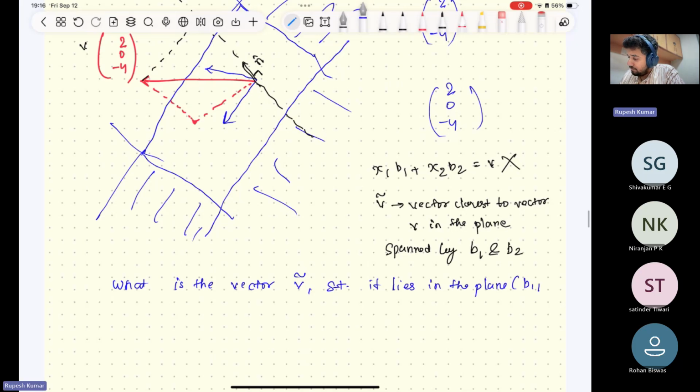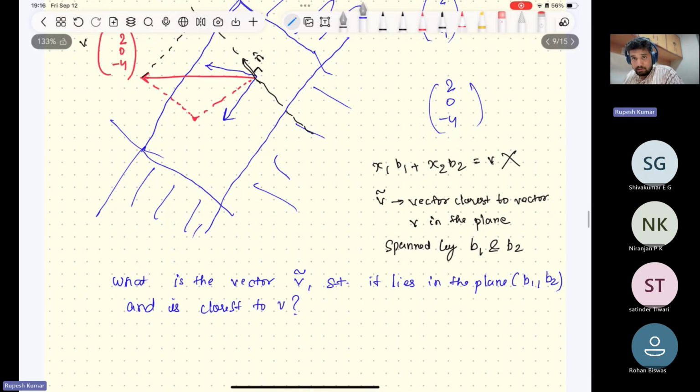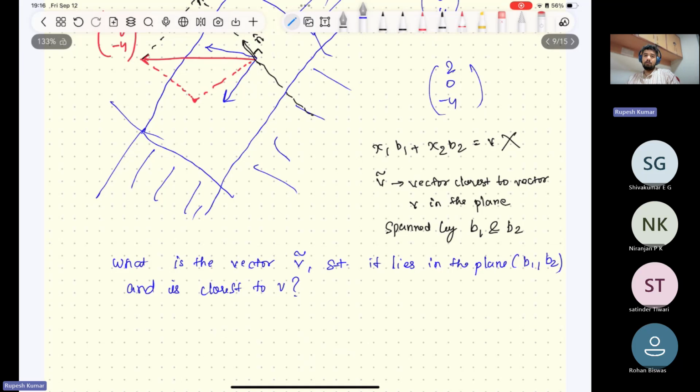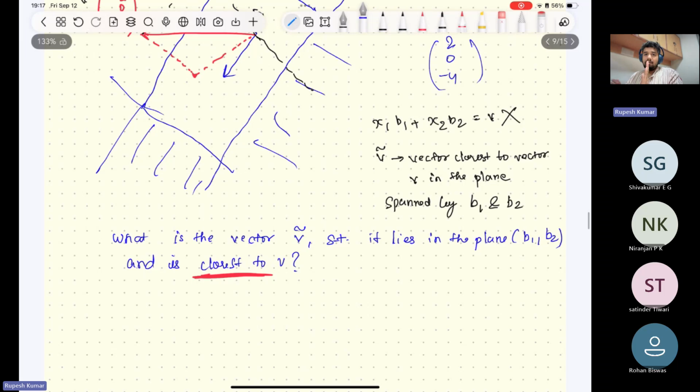Let's call it the B1, B2 plane, and is closest to V. What is the vector? For defining this closest property, how do we figure out the closest thing? Closest basically means the distance between them has to be minimum.